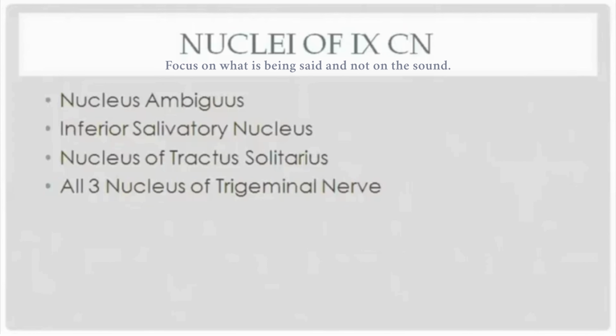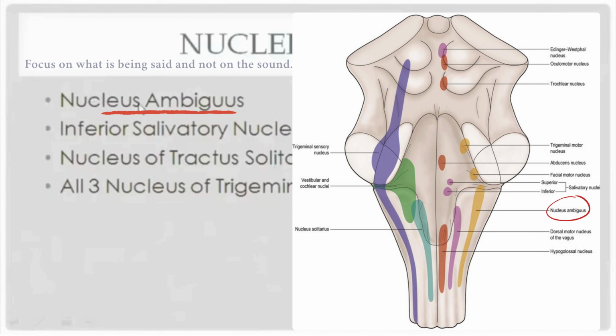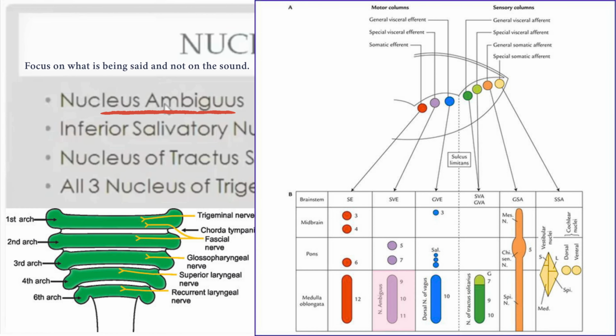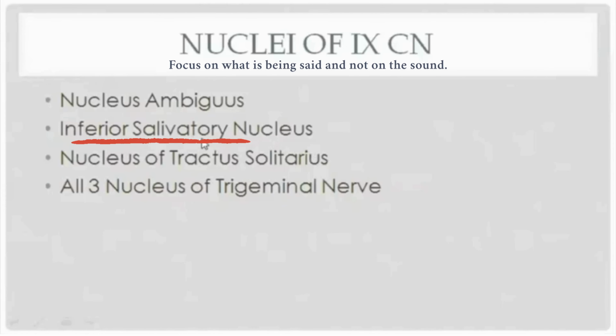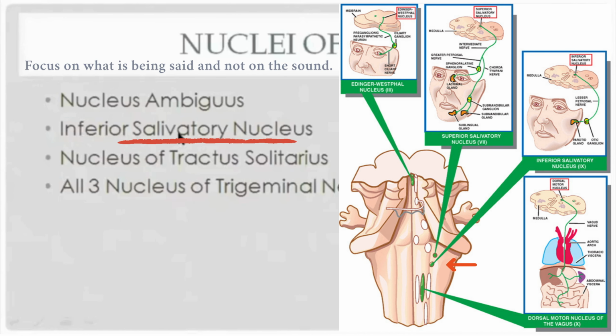Nuclei of the glossopharyngeal nerve. Nucleus ambiguus. This was a combined nucleus for the efferent pathway to innervate the muscles derived from the third, fourth, and sixth pharyngeal arches. So from here, the special visceral efferent fibers will emerge to supply stylopharyngeus. Inferior salivatory nucleus. This nucleus is located at the lower level of the pons or upper level of the medulla, or pontomedullary junction.